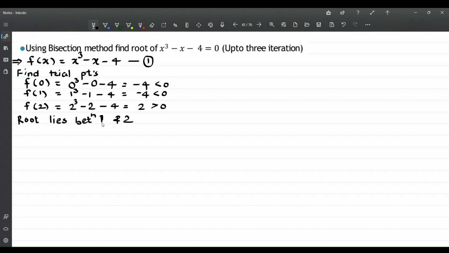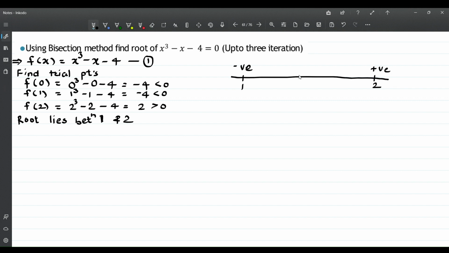Okay, 1 and 2. We have to take nearer trial points. We can't take 0 and 2. Only we have to take 1 and 2. So root lies between 1 and 2. I will draw this line. On this line, trial points are 1 and 2. These are trial points, but f of 1 is negative, so we have to write the sign here. F of 1 is negative and f of 2 is positive.